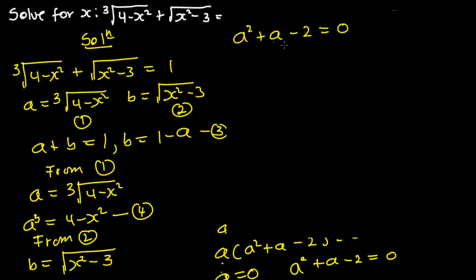Now we are going to manipulate a, in that we are going to rewrite a as 2a minus a. This is the same as a. So we rewrite a as 2a minus a. Now you are going to have a squared plus 2a minus a minus 2 is equal to 0.